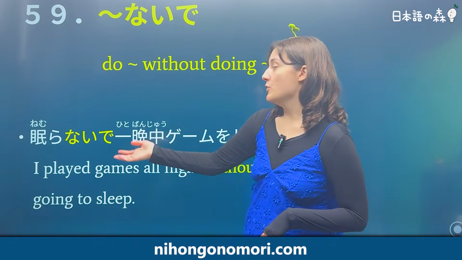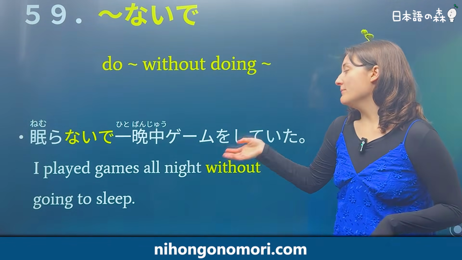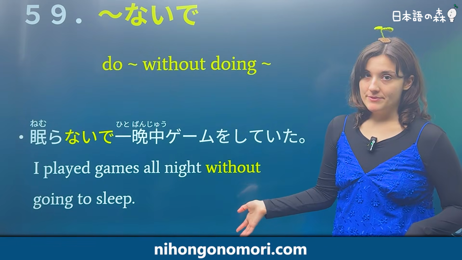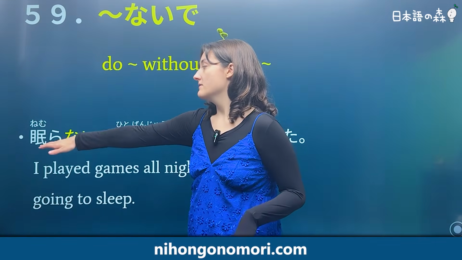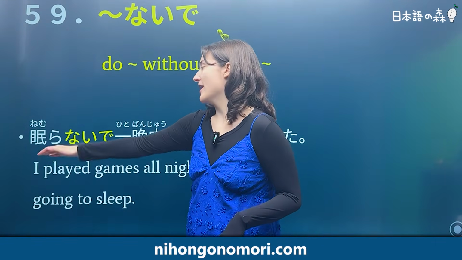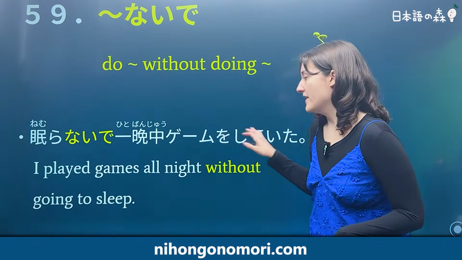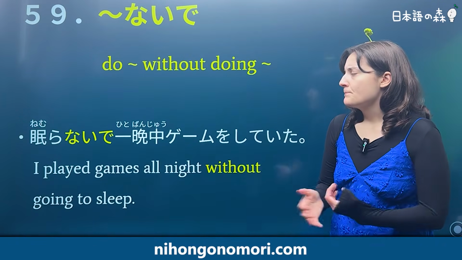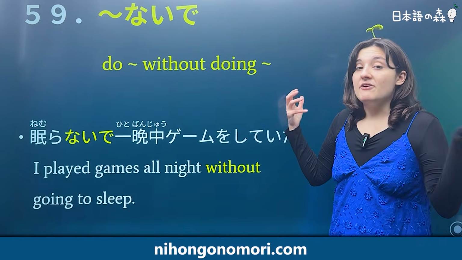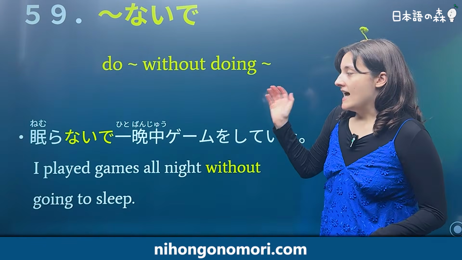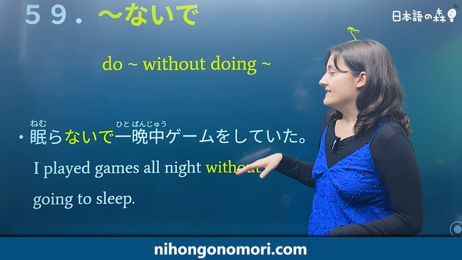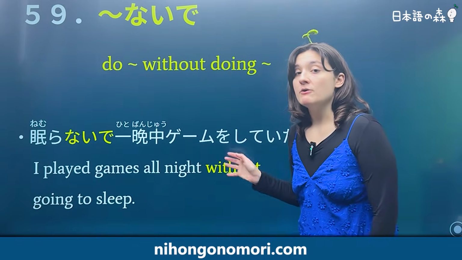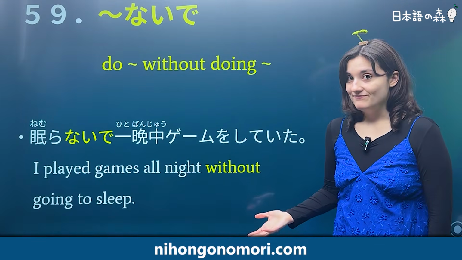ないで. So this is do something without doing something else. So we have 眠らないで一晩中ゲームをしていた. I played games all night without going to sleep. So the thing you don't do comes in the ない form, right? 眠らないで. And then here's the thing that you do. So you can also use it to say, 雨が降ってるのに傘を持っていかないで出かけました. So, even though it's raining, I went out without taking an umbrella.